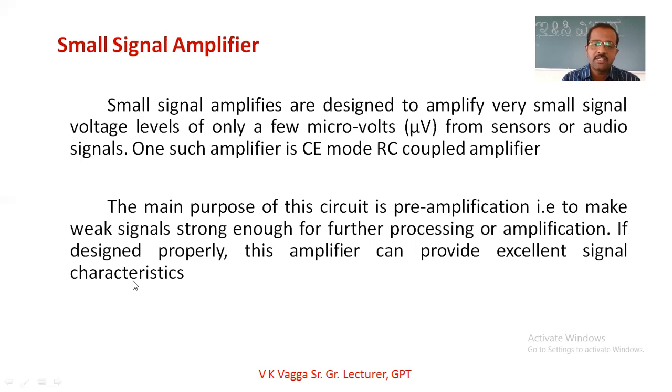The accepted input is in terms of microvolts. What this small signal amplifier does is pre-amplification. It takes the very small, minute input and amplifies it. That is the operation of the small signal amplifier. One such example of a small signal amplifier is the CE mode RC coupled, common emitter RC coupled amplifier.